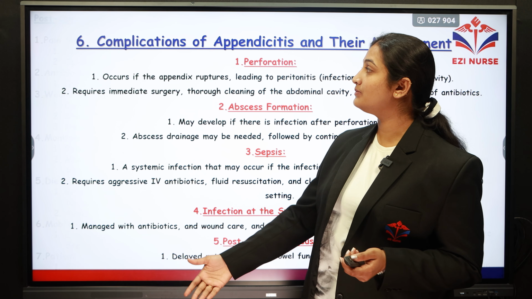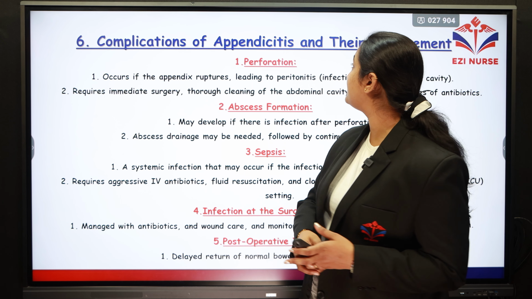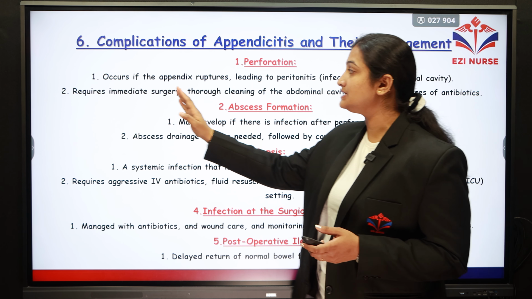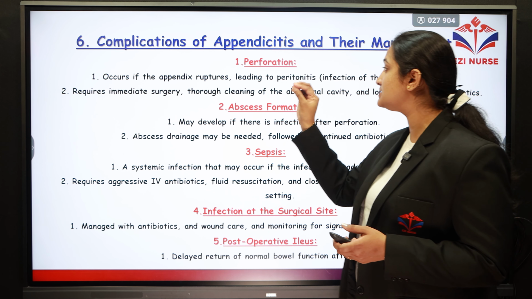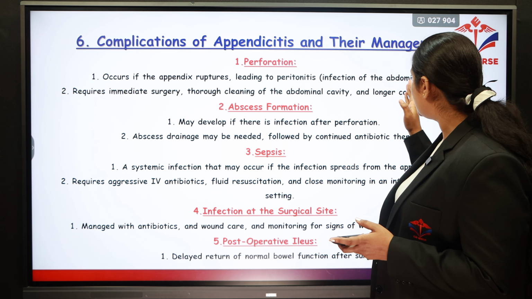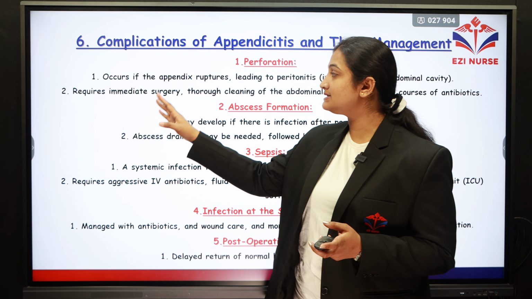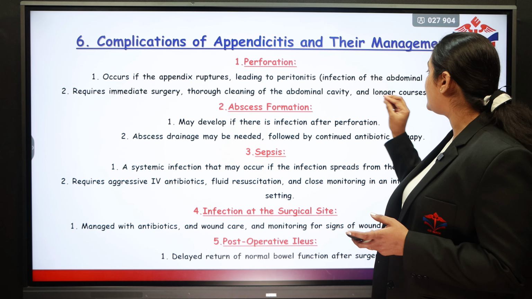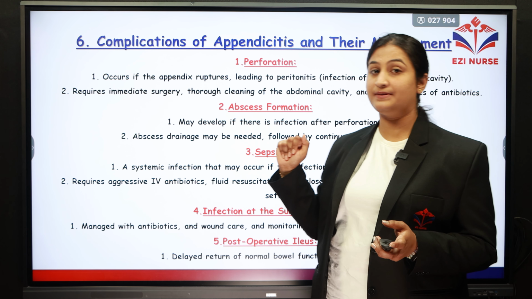Then moving forward, the complications of appendicitis and their management. The first is perforation, which occurs if the appendix ruptures, leading to peritonitis, that is infection of the abdominal cavity. It requires immediate surgery, cleaning the abdominal cavity, and a long course of antibiotics.